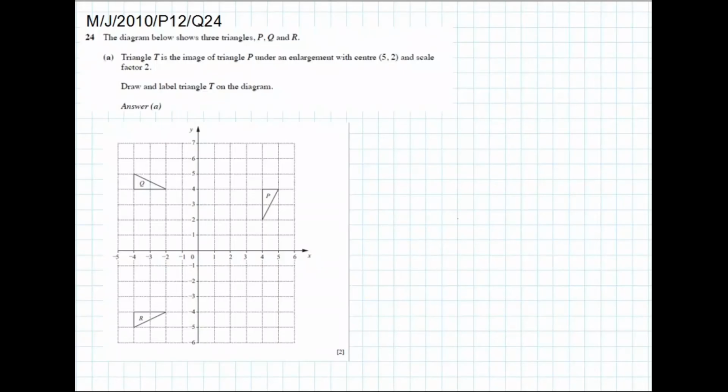The next question of the past paper is May-June 2010, paper 1-2, question number 24. The diagram below shows three triangles P, Q and R. Triangle T is the image of triangle P under enlargement with center (5, 2) and scale factor 2. Draw and label triangle T on the diagram. Here the center of enlargement is not the origin, but it is (5, 2). It is marked on the diagram as shown.